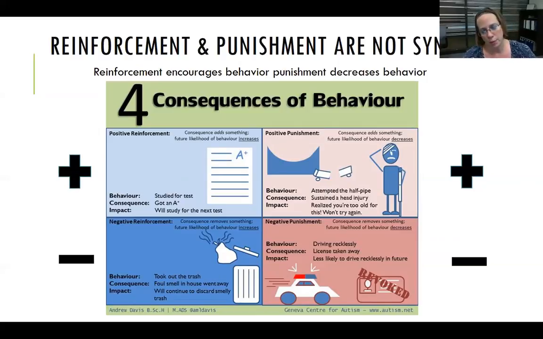A negative punishment: the consequence removes something, and the future likelihood of the behavior decreases. So here's the behavior. You're driving recklessly. You have your license taken away. Therefore, you are less likely to drive recklessly in the future because it's a pain.